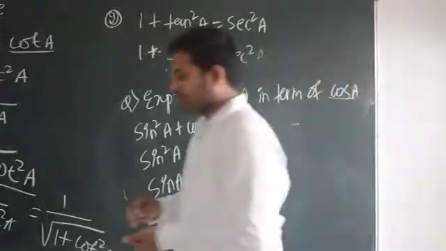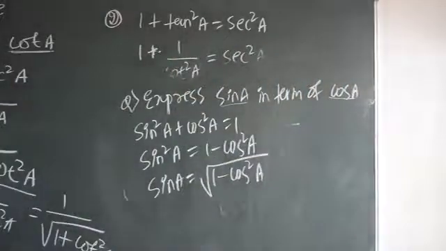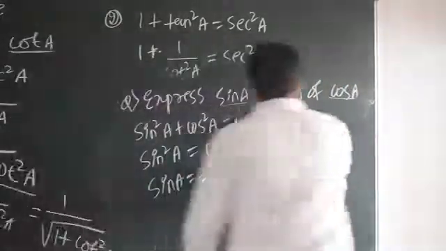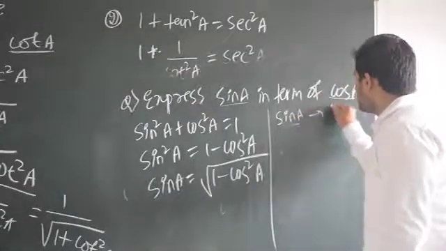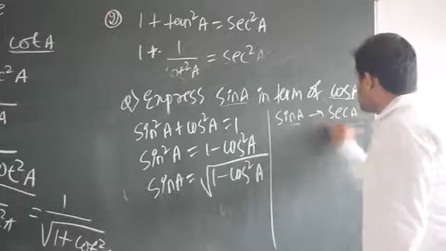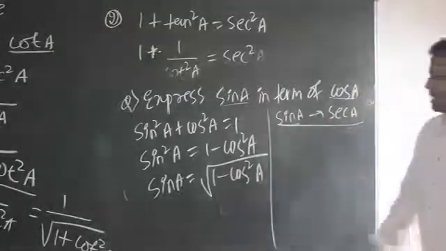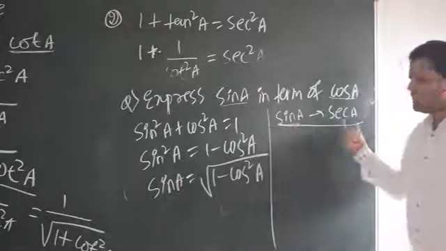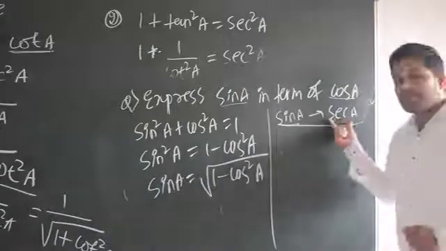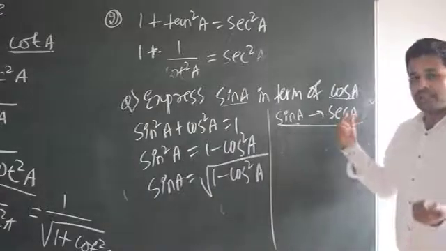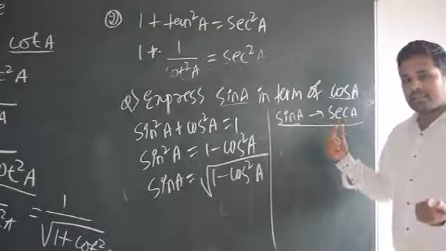This is it. But if the question is twisted like this, they are asking you to represent sine A in terms of secant A, for example. Sine A in terms of secant A. Now sine A and secant A are not directly related. Yes or no? But the reverse of secant A is cos A. So you can take help of cos A and you can solve this.